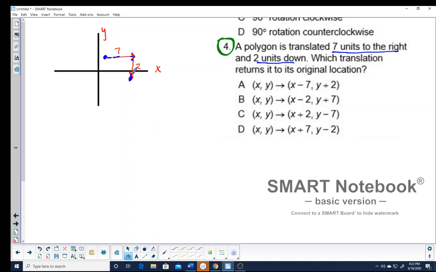So now you would have to go up 2 units, and going up changes the y value. So wouldn't that be y plus 2? And now that you're here, to get back to here, you would have to go to the left 7 units. And if you go back to the left 7 units, what's that doing to the x-coordinate? Isn't that changing it by 7? Alright, so yeah, 7 to the right, 2 down. To get back to it, you've got to go backwards. So 2 up, 7 to the left. Which one of those matches that? X minus 7 is correct. Y plus 2 is correct.